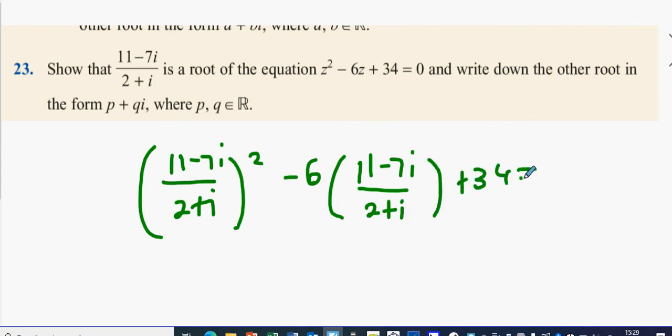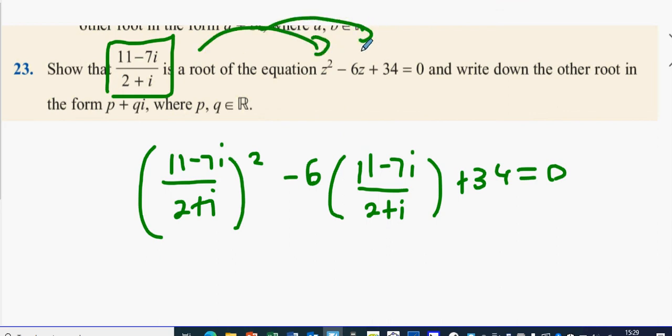Anybody have any suggestions what I could do with this instead? Multiply by the conjugate top and bottom, make it easier, and then sub it in. So does everybody get what you're doing? Multiply top and bottom by the conjugate first, make it easier, then sub it in. You should get 0 equals 0, then do the minus b, and you're done.